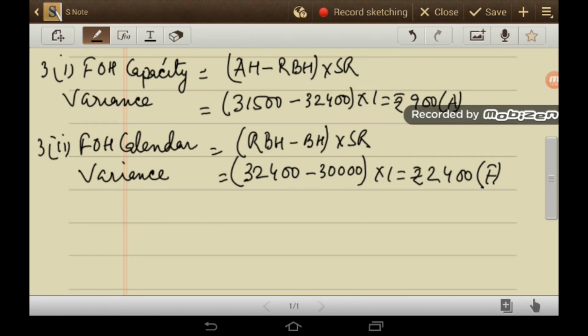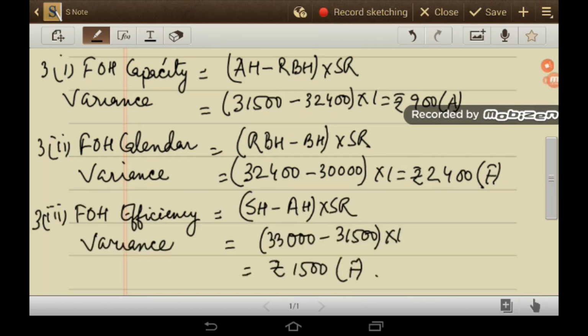Fixed overhead calendar variance is calculated as RBH minus BH into SR. So 32,400 minus 30,000 within bracket into 1. So 2,400 favorable. Fixed overhead efficiency variance is calculated as SH minus AH into SR. So 33,000 minus 31,500 within bracket into 1. 1,500 favorable.